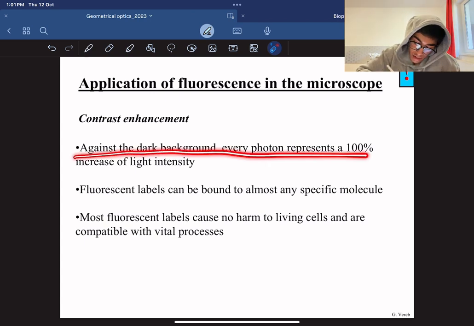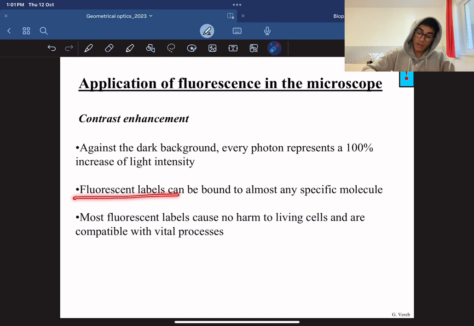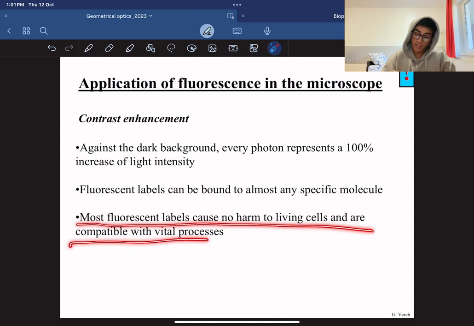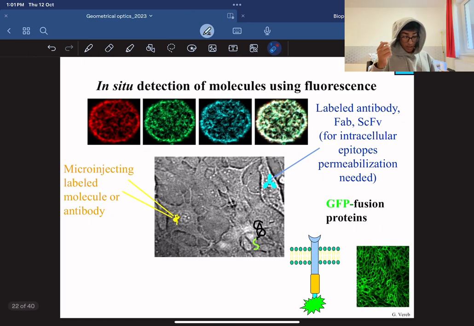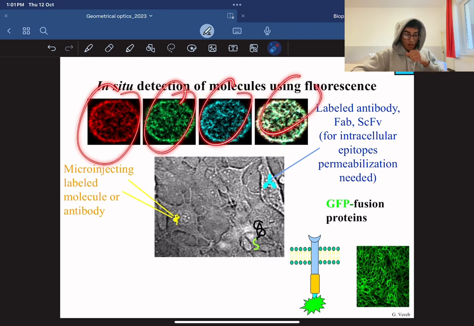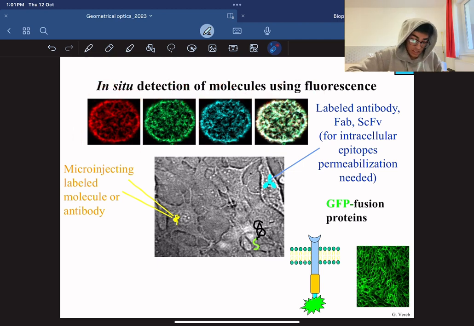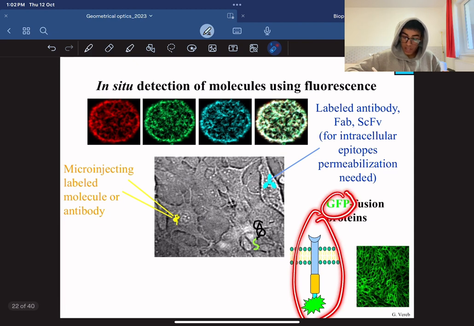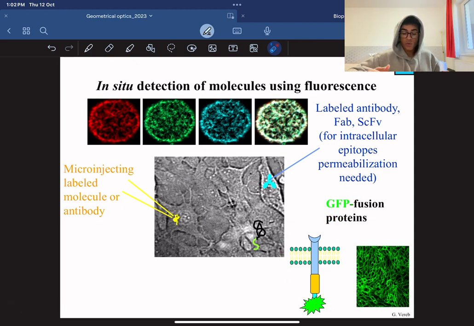Against the dark background, every photon represents a 100% increase of light intensity. Fluorescent labels can be found on almost any specific molecule. Most fluorescent labels cause no harm to living cells and are compatible with any. So basically, yeah, over here you can see, beautiful. So this is them micro injecting the fluorescent molecules inside the cells, so that later on, when you shine it with the perfect amount of radiation, they emit fluorescent photons, and then we can see them. Okay, so this is some of them, like GFP, green fluorescent protein. Just some of the proteins that you can add inside the cells to mark them, to make them super beautiful.